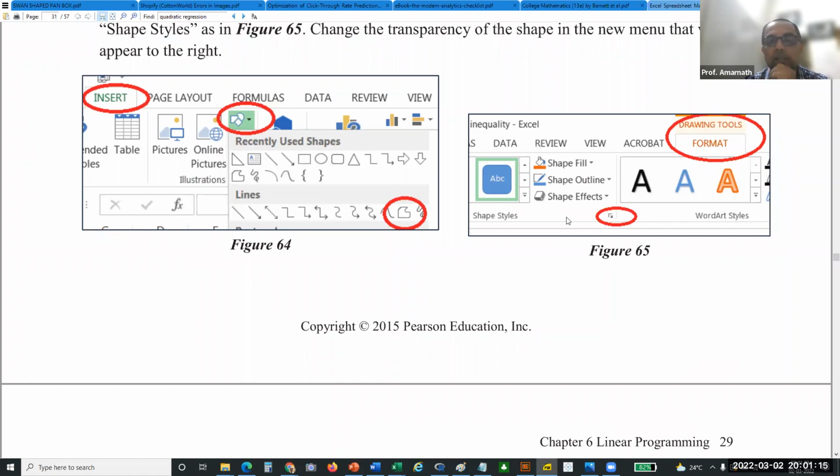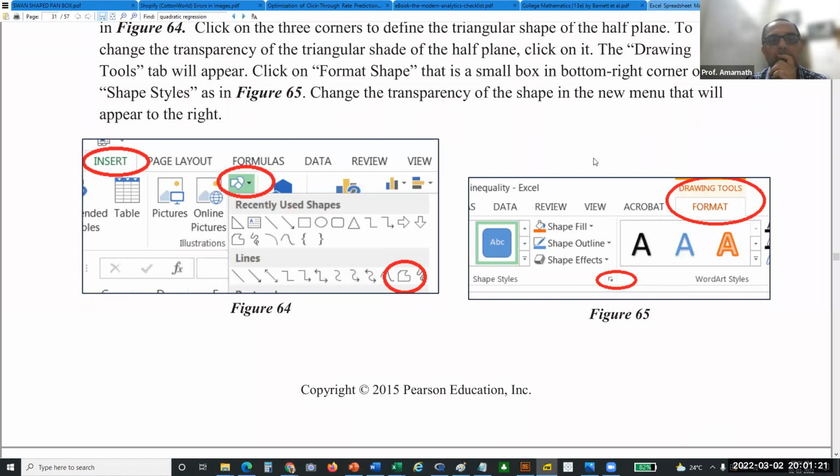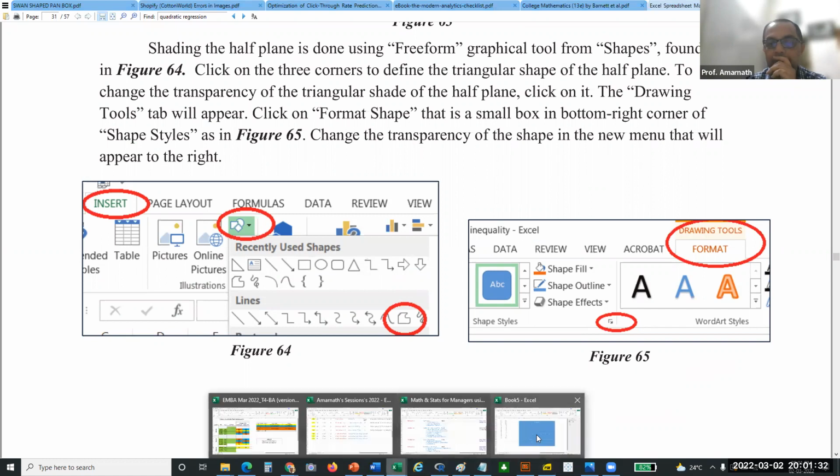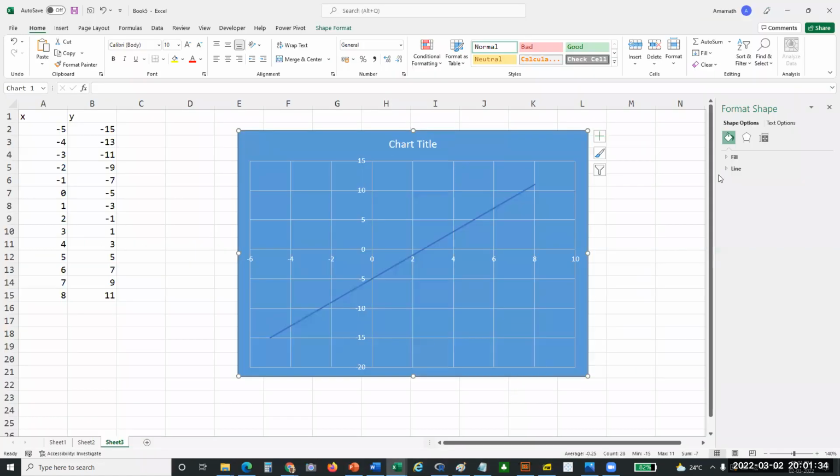Okay, choose whatever I have chosen, that's fine. Then blue thing you choose. Change the transparency of the shape in the new menu. It will appear to the right. Okay, transparency of the menu. Okay. So, Professor, if you can remove the fill, so it works.